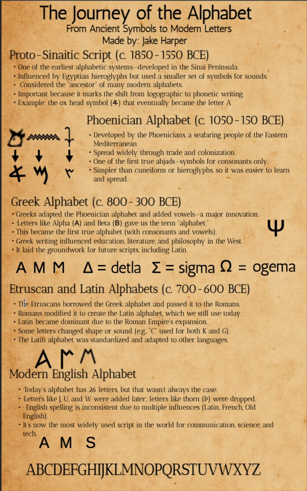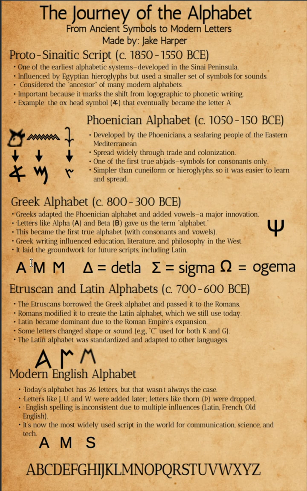So the Etruscans borrowed the Greek alphabet and passed it to the Romans. The Romans modified it to create the Latin alphabet, which we still use today. Latin became dominant due to the Roman Empire's expansion, and some letters changed shape or sound. Like the letter C was used for both K and G in the Latin alphabet, essentially. And then the Latin alphabet was standardized and adapted to other languages.